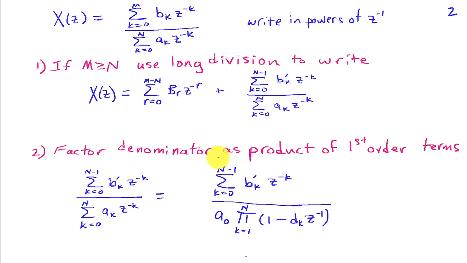The second step is to factor the denominator as a product of first order terms. We're going to write the denominator in terms of the poles. If d_k is a pole, you can see that we've done the factorization here by writing the product, k equals 1 to N, of 1 minus d_k z inverse, and we've pulled out the a_0 term from in front so that the z to the 0 power will have coefficient 1 when I multiply this out, and consequently on the left, a_0 would be the coefficient associated with z to the 0.